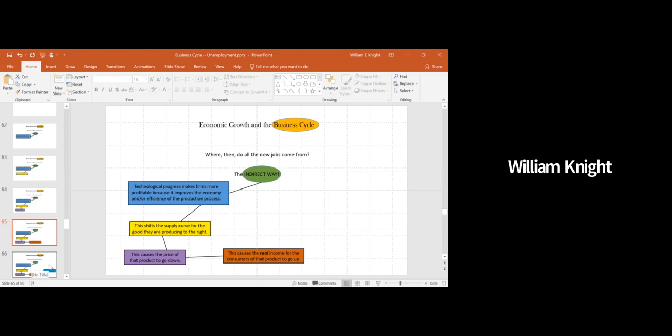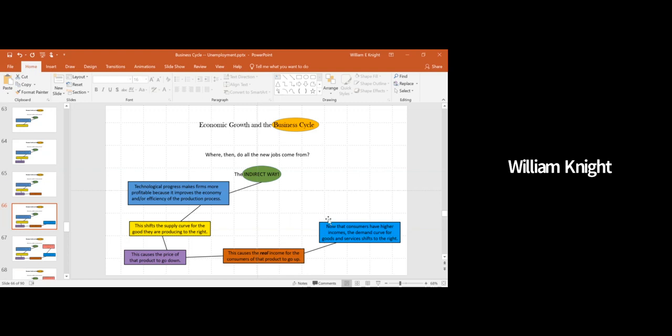They're not spending as much on that product. They have more money to spend on other things. Now that the consumers have higher real incomes, they have more purchasing power, the demand curve for other goods and services shifts to the right. Now, what are these other goods and services?